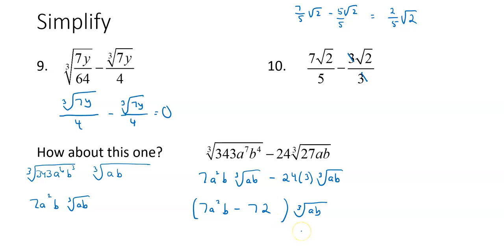And that's my answer. I can't combine those a squared b's and those 72's together because they're not like terms. If they were, then I could do something with them. So the best I can do is factor out that cube root of ab.